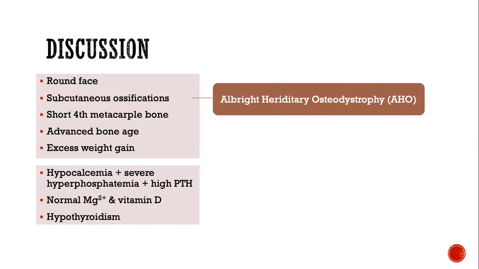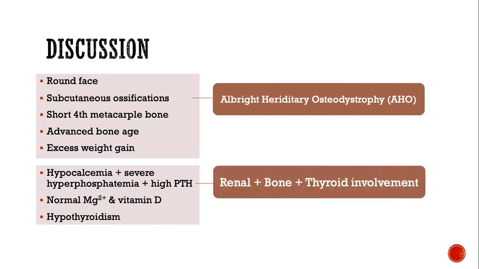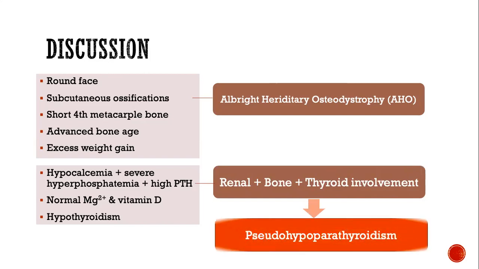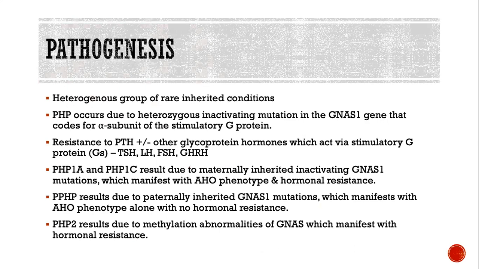So the biochemical picture of hypocalcemia, hyperphosphatemia, high PTH with normal magnesium and vitamin D in a clinical picture of Albright hereditary osteodystrophy is suggestive of pseudohypoparathyroidism. Pathogenesis.